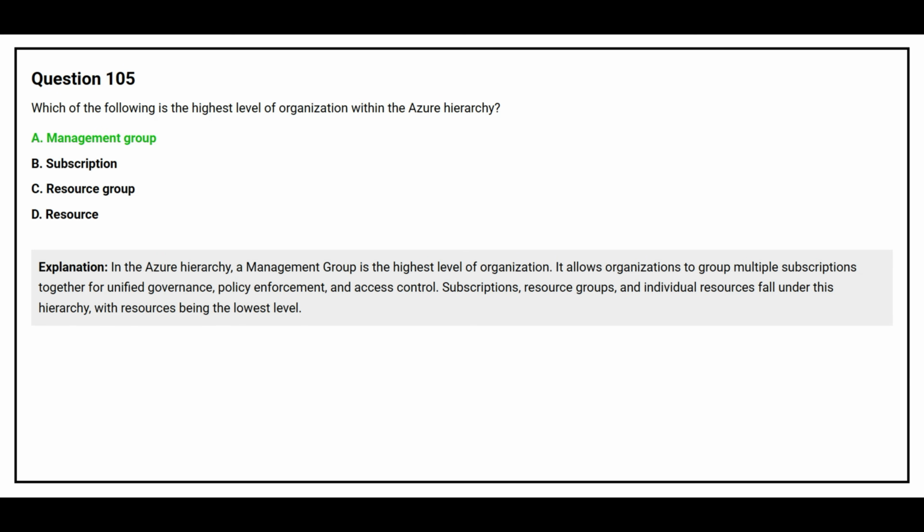In the Azure hierarchy, a management group is the highest level of organization. It allows organizations to group multiple subscriptions together for unified governance, policy enforcement, and access control. Subscriptions, resource groups, and individual resources fall under this hierarchy, with resources being the lowest level.